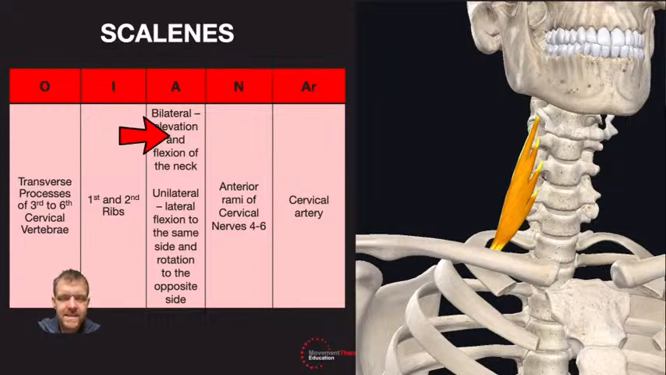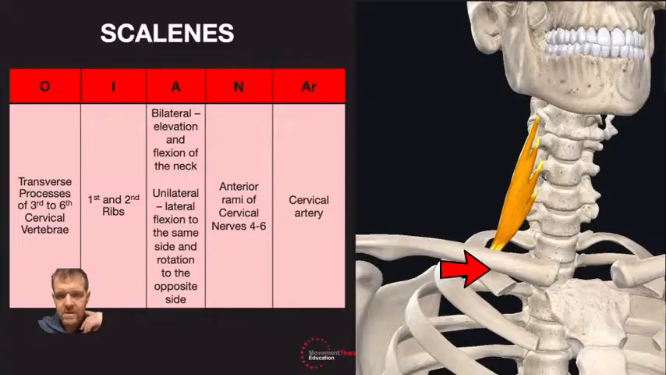So what they do is they will move the neck. Bilaterally, if both are working together, you'll get elevation of the rib cage and flexion of the neck. These are an accessory breathing muscle. So when you have forced inspiration and you're trying to maximize the amount of air in your lungs, the scalenes will kick in to lift those first couple of ribs to help maximize the space. Both sides work together. Unilaterally, we'll get lateral flexion to the same side and rotation to the opposite side, similar to the trapezius muscle, because of the orientation of the fibers.